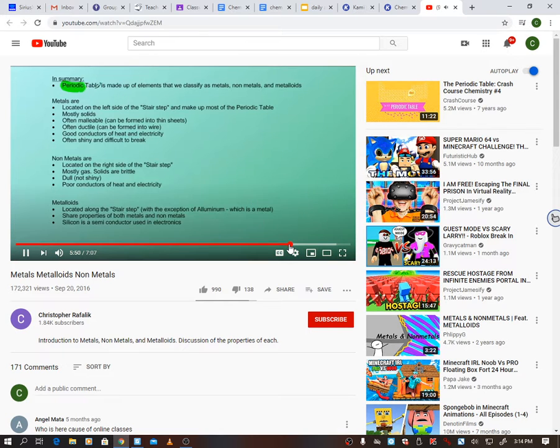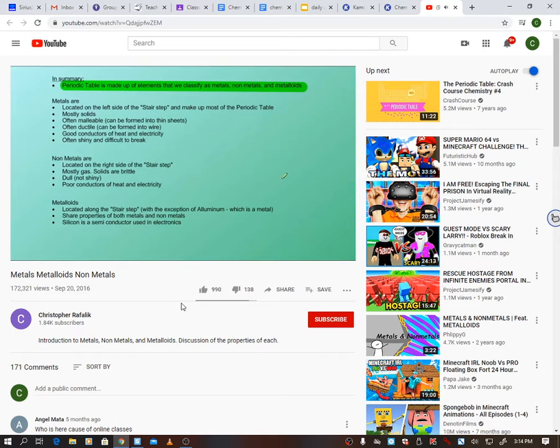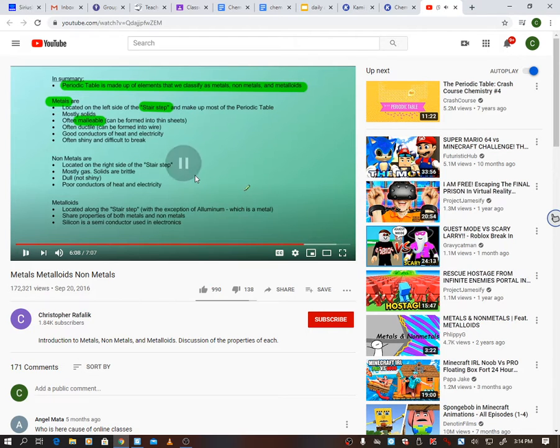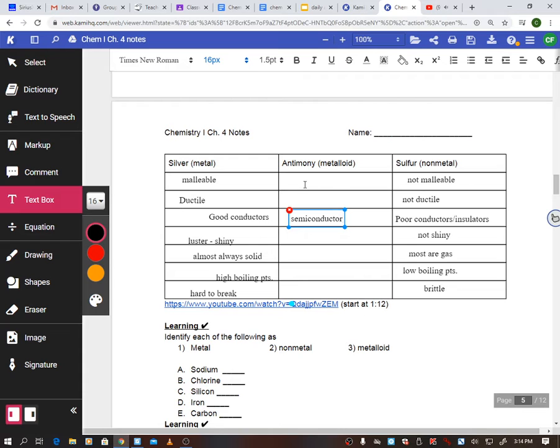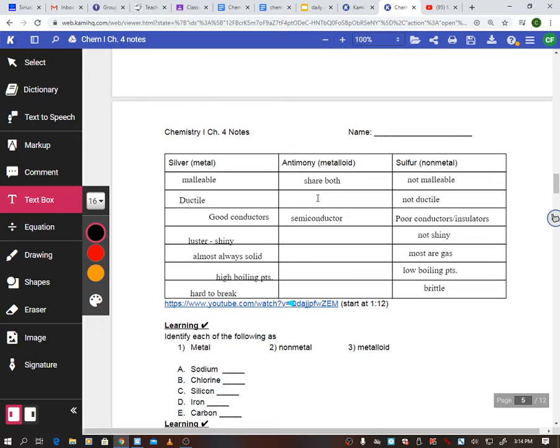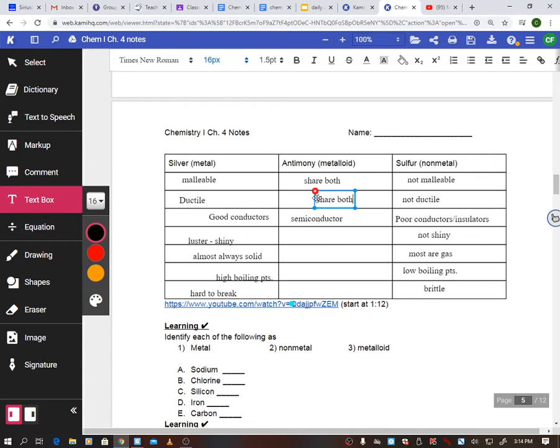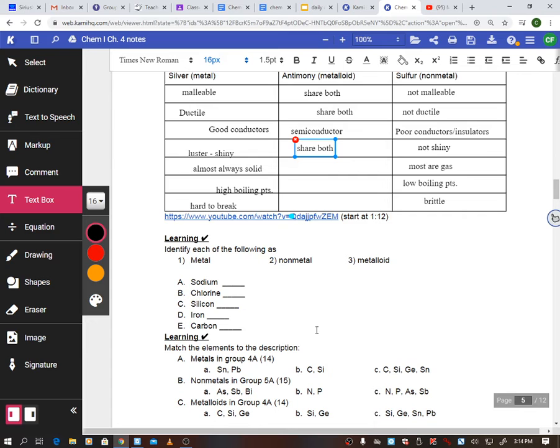In summary, the periodic table is made up of elements that we classify as metals, nonmetals, and metalloids. The metals are located on the left of the stair step, and they make up most of the periodic table. Metals are mostly solid. They're often malleable, which means they can be formed. All right, so I'm going to stop there. You can listen to the rest of it. You can write "share both" for all of these. Every single one down here shares both. I'm not going to do it all. You can fill that in if you want to.